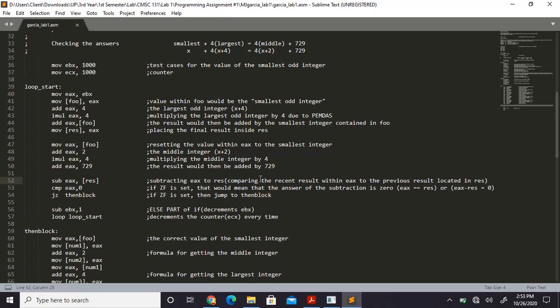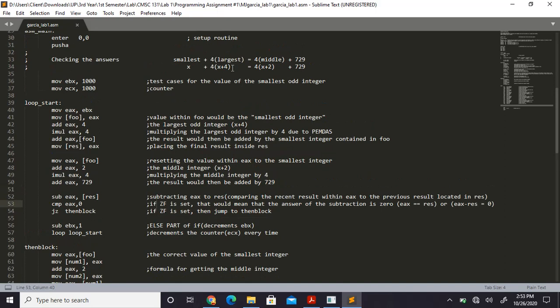located in res. So kung after that, kung yung current na sagot would be 0, meron siya dito. If ZF is set, that would mean the answer of the subtraction is 0. That means AX is equals to res. That means equal on both sides. That means the solution is true. At sya nahanap na natin yung answer na yun. Or AX minus res is equals to 0. If ZF is set, then we would now jump to then block.